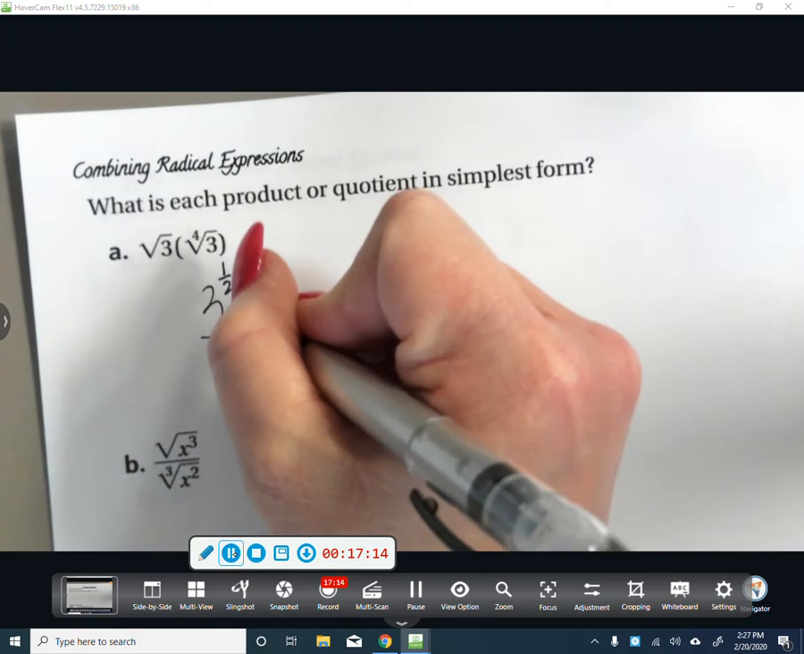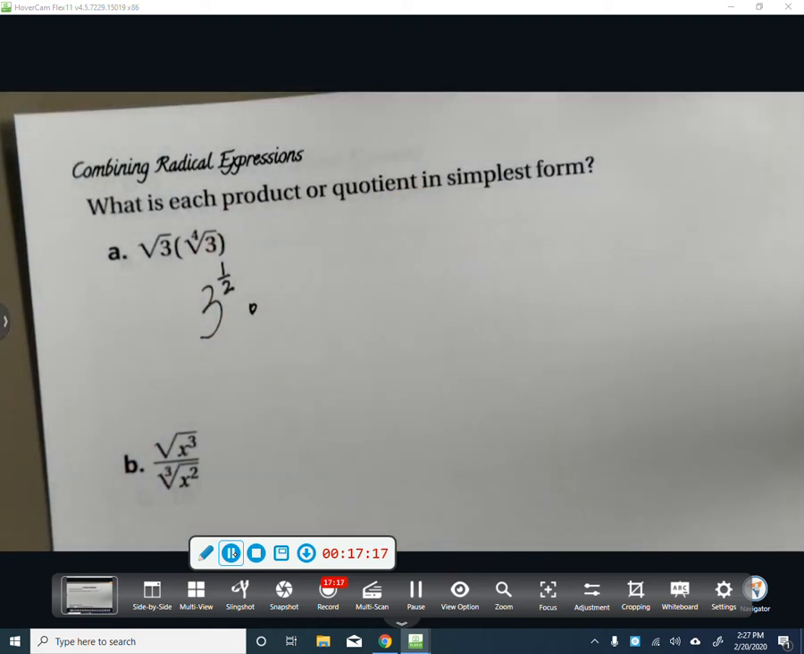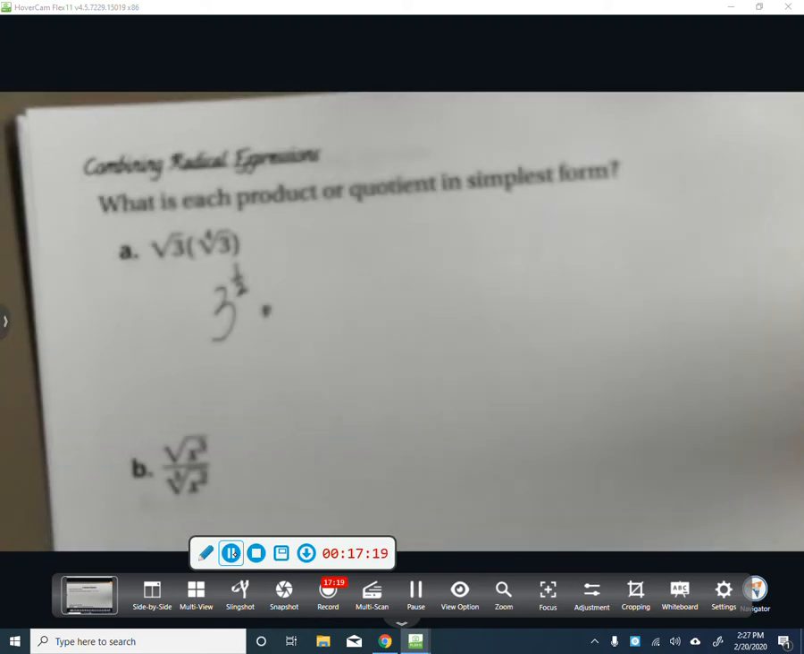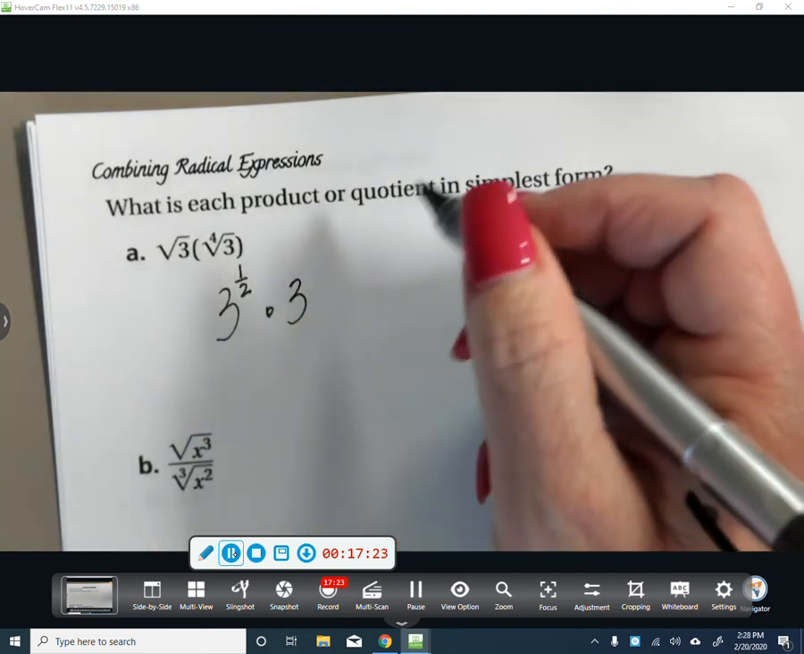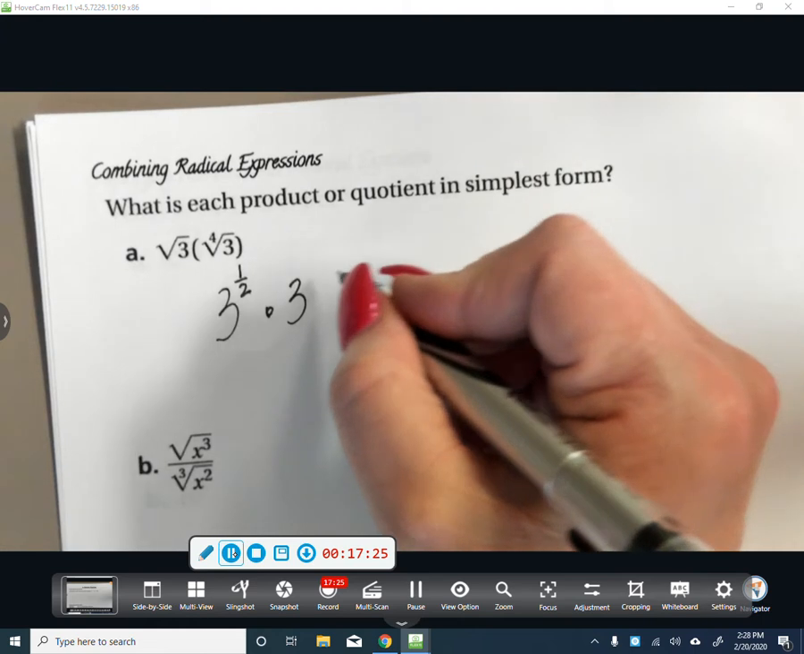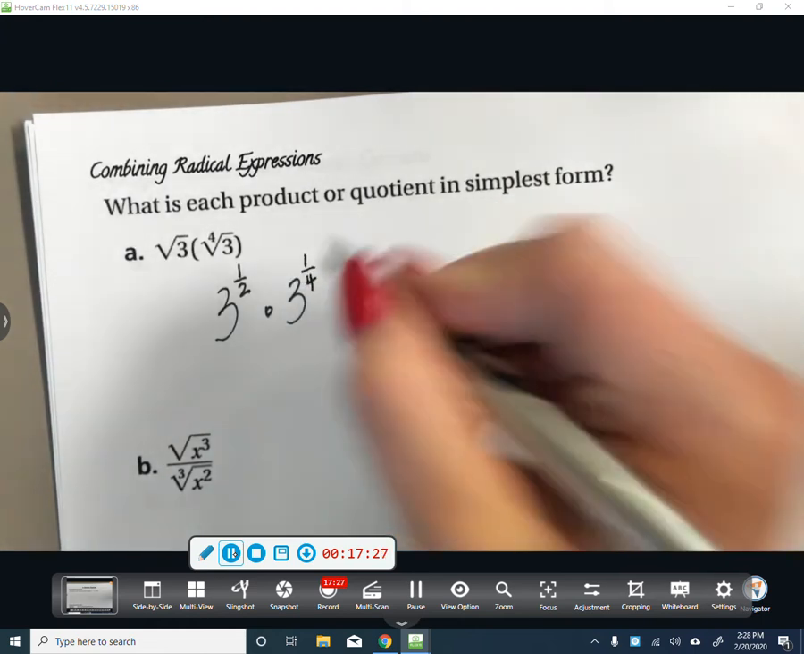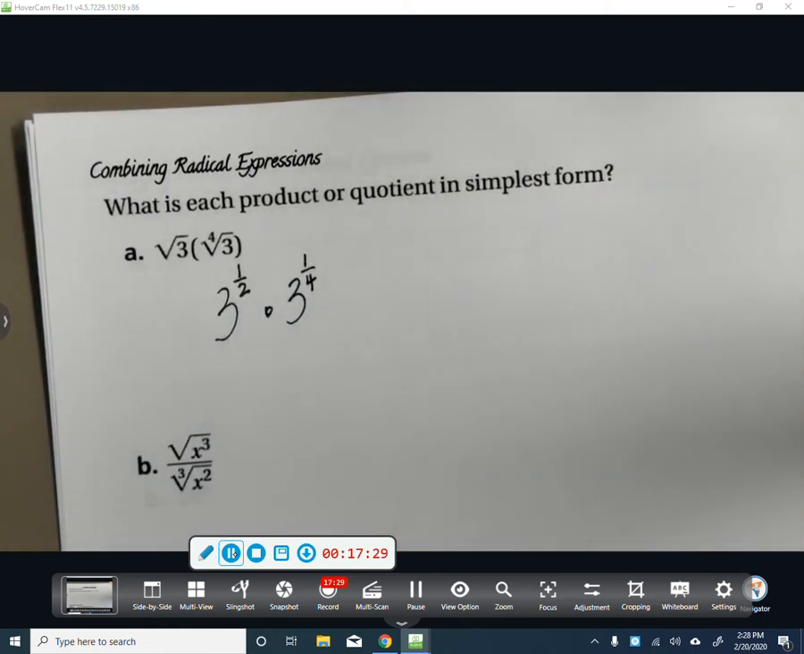Times. What about the fourth root of 3? What is that going to look like? The same, but in parentheses with the 4. So 3 to the what power? 1/4. Right? Because the denominator is the index.